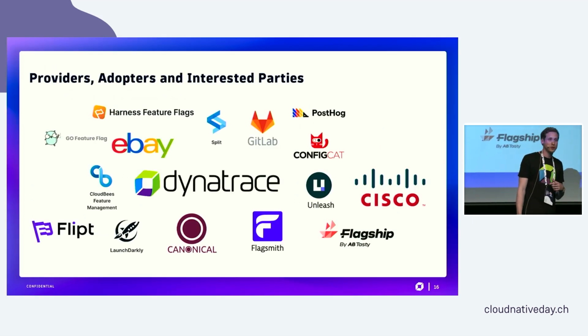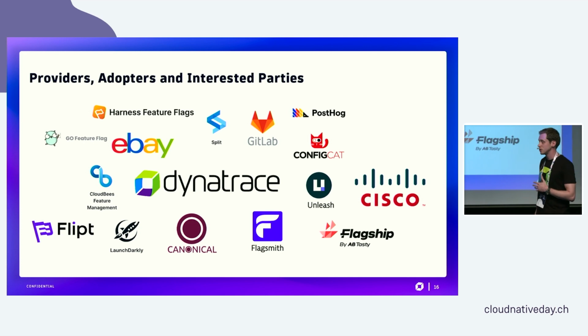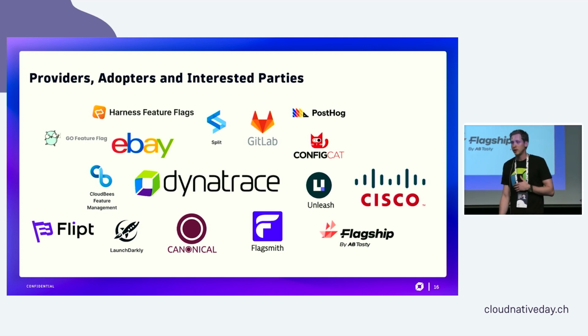So here on this slide, you see a few of the founders and adopters of OpenFeature. You see well-known feature flagging platform vendors like Flipt, LaunchDarkly, Flagsmith, and many others. Or you see companies like eBay in there, who were heavy users of feature flags already in the past, who were a founder of OpenFeature as well, and are now using and adopting OpenFeature. Or you see Dynatrace in there as a vendor in the observability and monitoring space, as one of the founders of OpenFeature as well. And we will come to the topic later why OpenFeature is important to Dynatrace.